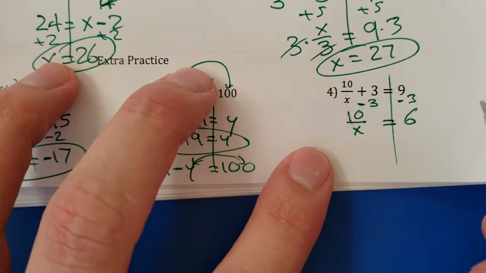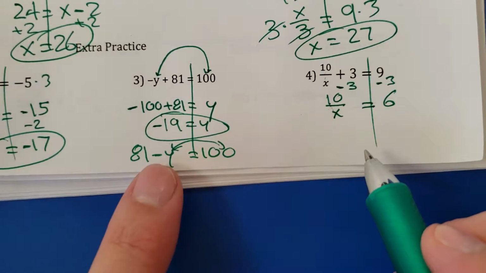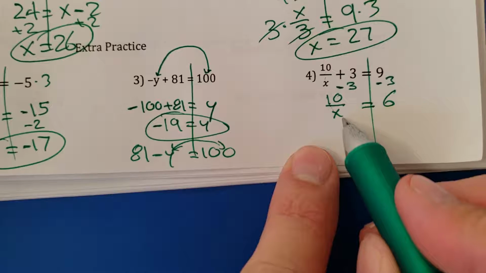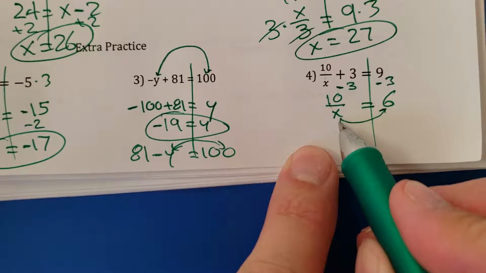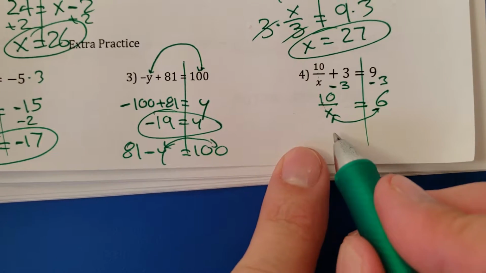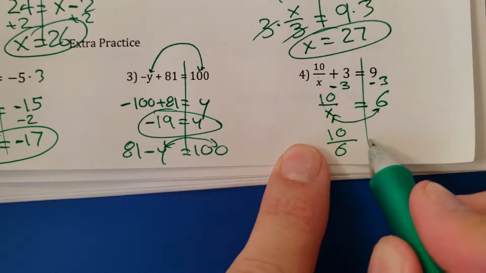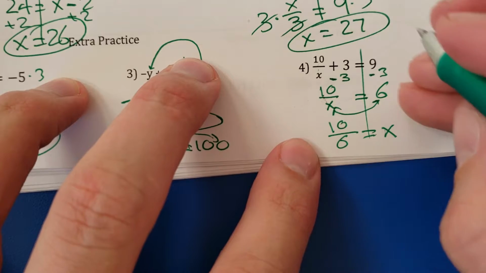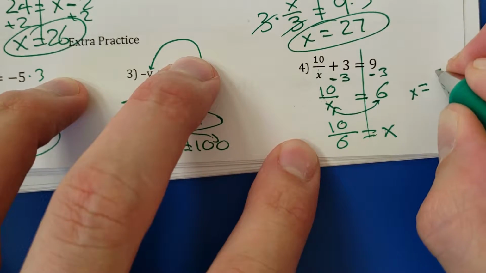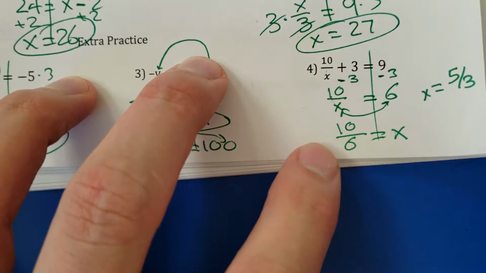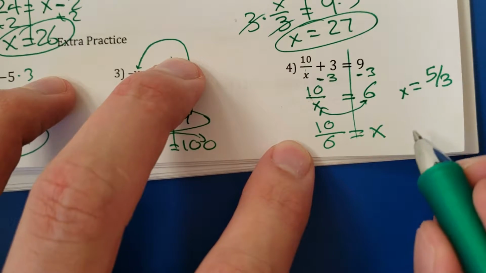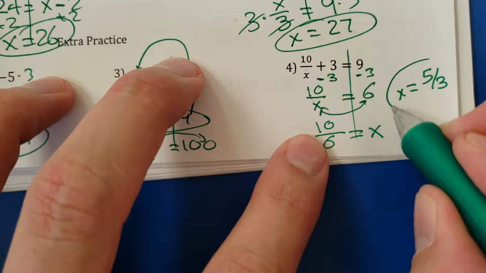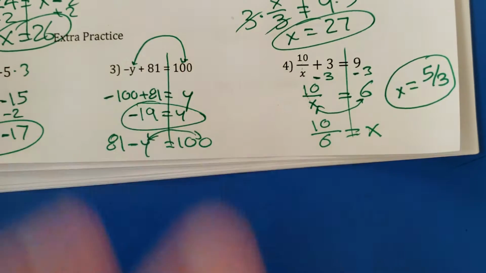You want to see a trick? Watch this. Just like how you can switch the variable, anytime you divide by a variable, you can switch them just like that. 10 divided by 6 equals x. Nice. So if you simplify that, x should equal 5/3. And I don't like mixed numbers, so I don't even want to write it as a mixed number. And I also don't want to write it as a decimal. So I'm going to leave it as 5/3. There we go. I win.